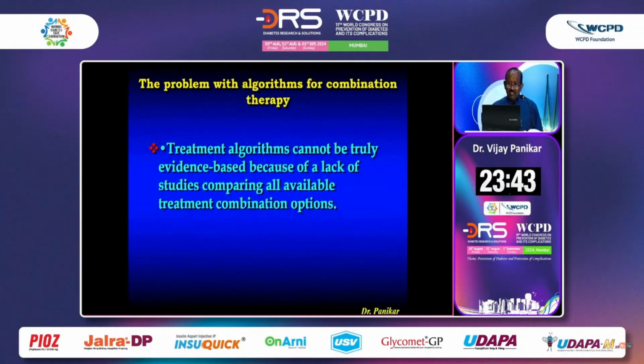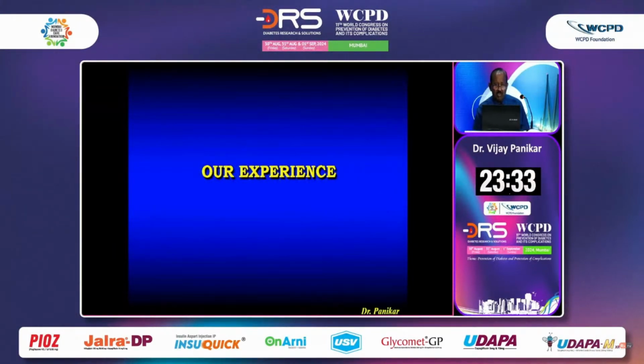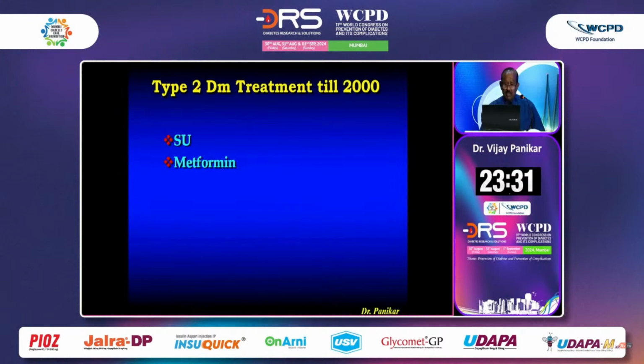So all these combination therapies, we don't really have evidence-based data to check out the correct algorithm. What has been our experience? Till the year 2000, we only had a sulfonylurea and metformin. And once they failed, we had to give them insulin. And we would control them with these three drugs.